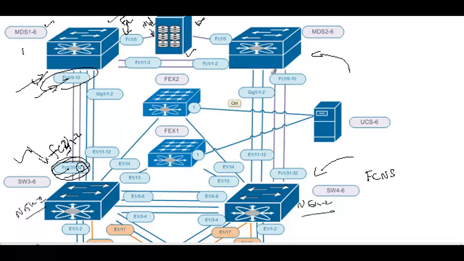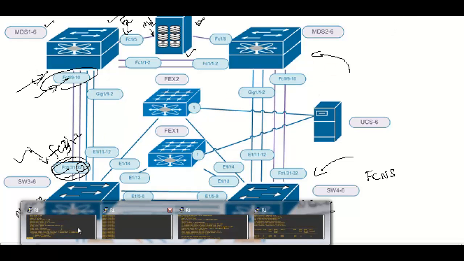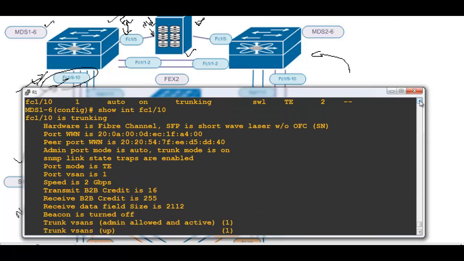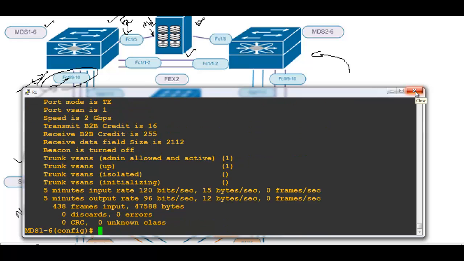Okay, so let's go back and check the MDS command. This is the capacity command. Sometimes when you type this command, if you see initialization or isolate, it is not good. Initialization, if you wait, it will come. If it says isolate, there is some problem in your configuration and you need to check the configuration. If you see 1 here, no problem.